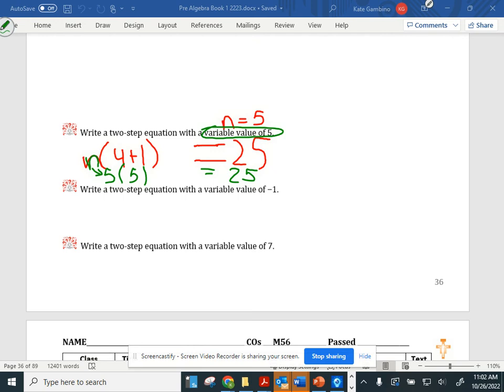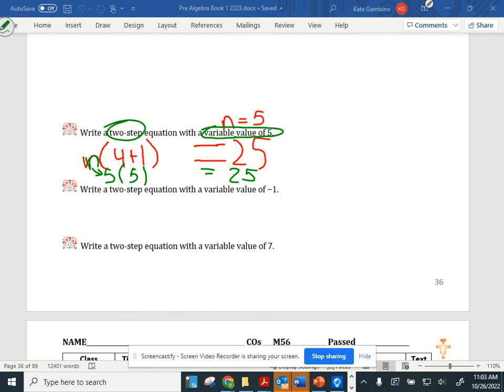First mistake people made was they set it to equal that instead of the variable value. Second mistake, two steps. You should have a multiplying or dividing step. You should have an adding and or subtracting step. Shouldn't be an adding and an adding. Shouldn't be a multiplying and then a dividing. A multiplying dividing step, an adding or subtracting step.